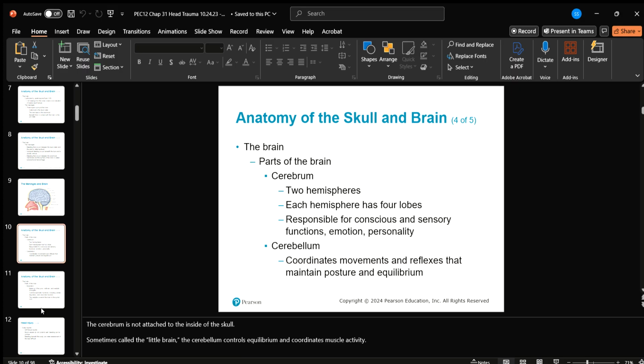Quick question: if I have a severe brain bleed on the right side of my brain, what part of my body is going to be affected? The left side. Okay, it's opposite.